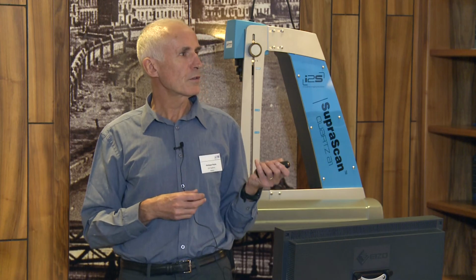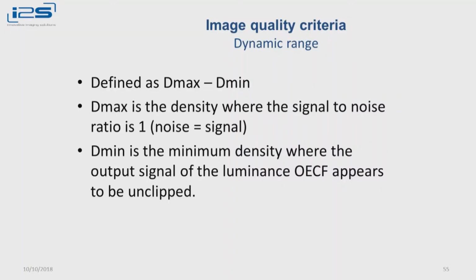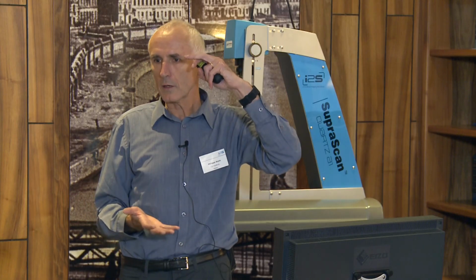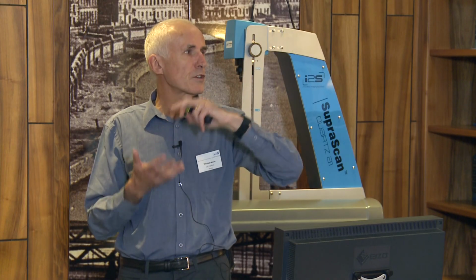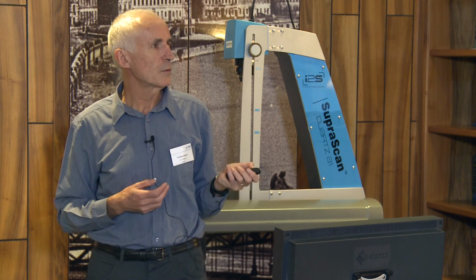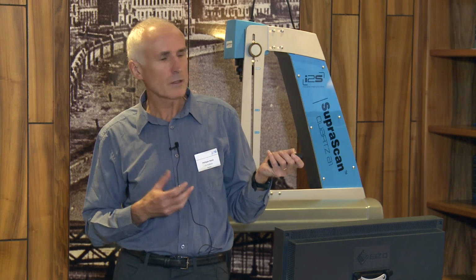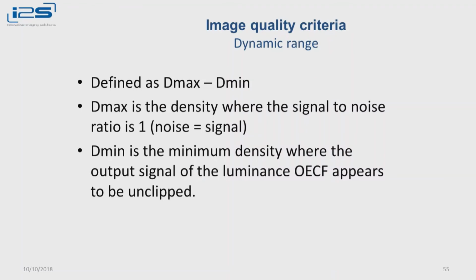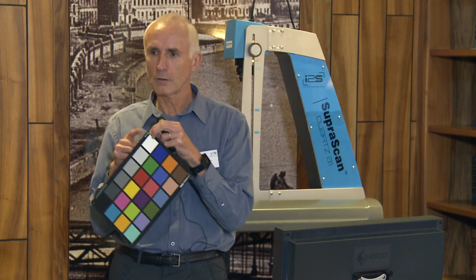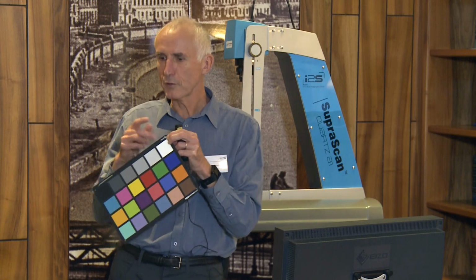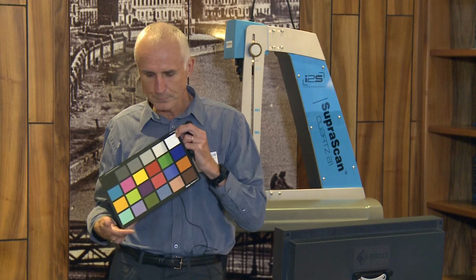Going on with the noise, you have the dynamic range. Dynamic range, what is it? It's the range of contrast you can scan. It is a range of density. We talked about density at the beginning. It goes from the maximum density, the darkest one, to the minimum density. The minimum density is usually a white patch, so you calibrate your scanner to be able to scan that.